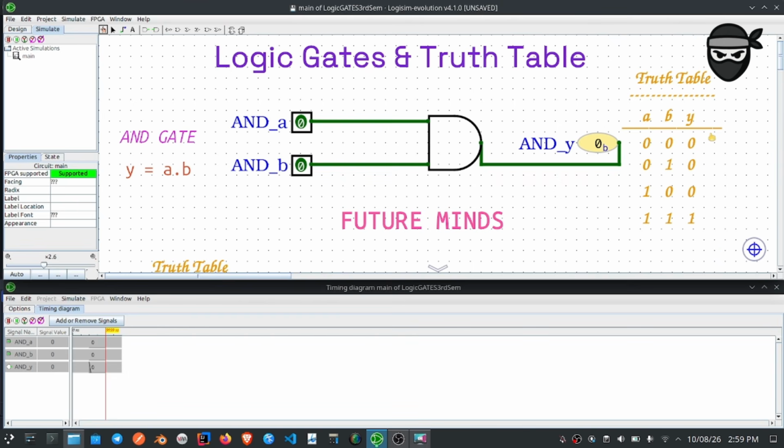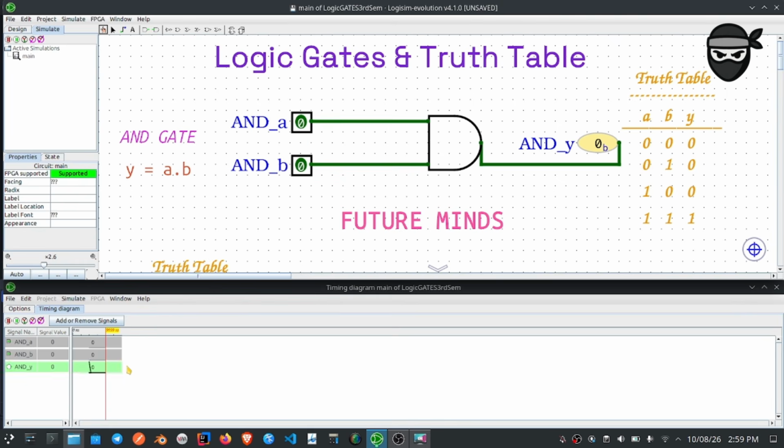The truth table has been given here, where you can see the AND gate only gives a high output when both of the inputs are high, else it will always give a low output. The basic notation is A dot B.